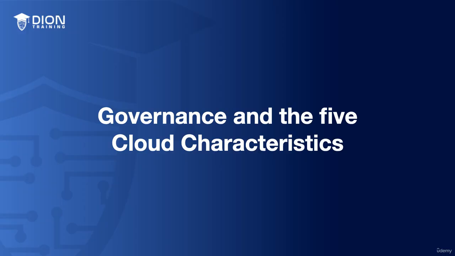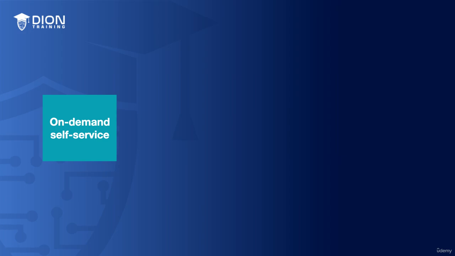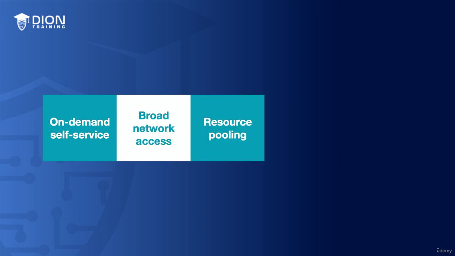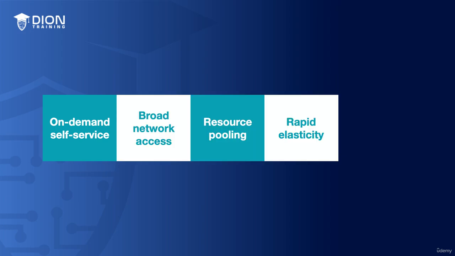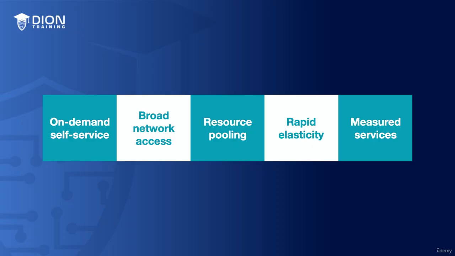First, let's take a look at governance and the 5 cloud characteristics of on-demand self-service, broad network access, resource pooling, rapid elasticity, and measured services. Governance principles and policies must align with each of these characteristics to ensure that businesses can leverage the full potential of cloud computing while maintaining the security and compliance of their data and resources.